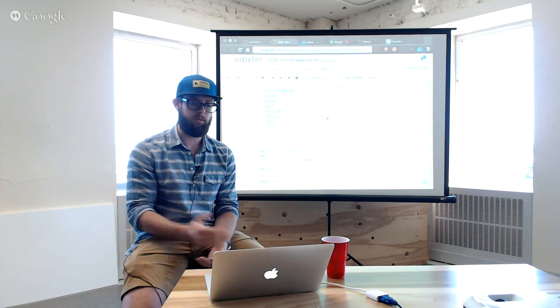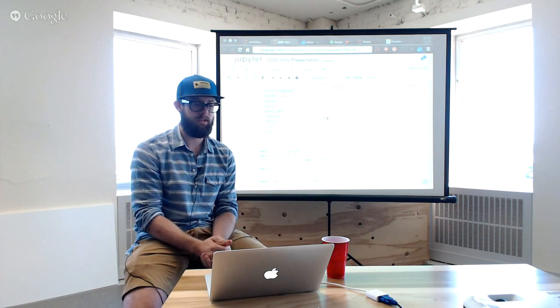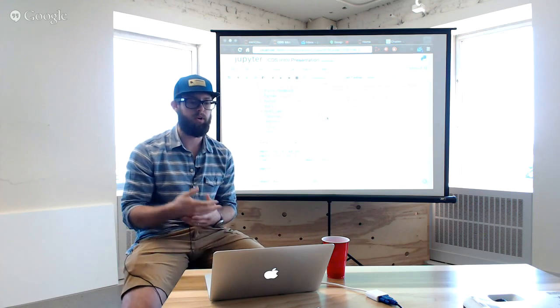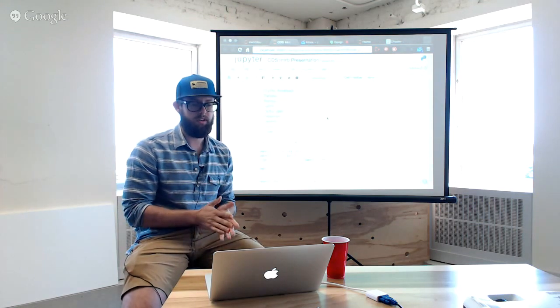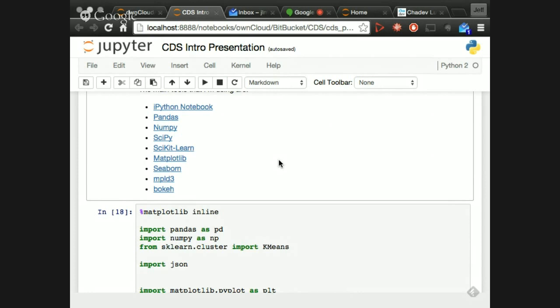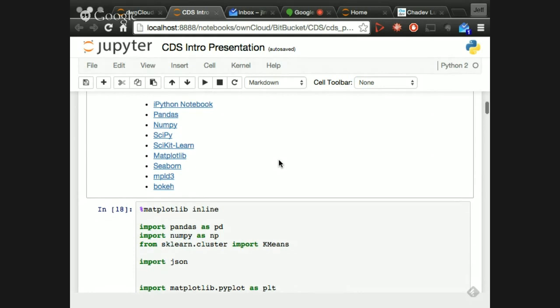And I'm going to use a little bit here. It's pretty easy to work with. Matplotlib is a plotting library. Seaborn, another plotting library. And MPLD3 and Bokeh basically allow you to take your native Python plots and turn them into JavaScript and HTML so you can embed them in web pages and whatever else. So I use that here to make these plots interactive and a little more useful.